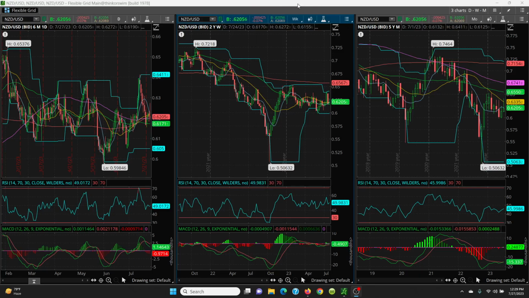Now, you can see here that the US dollar is only worth 0.62 cents to the New Zealand dollar. Okay, so that's not very good for the US dollar there. But let's take a look at it. Let's just see where this is going to go.